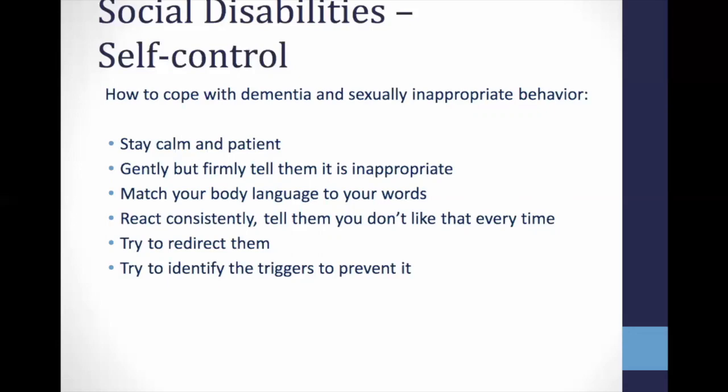Try and redirect them. Give them something else to do. We know the more you know about them, the easier it is to redirect, right? We keep on telling you, got to know the person. You got to know their likes, their dislikes, their histories. Once we figure that stuff out, we can redirect them away from this and focus on something more beneficial. And if you can, try to identify the triggers so we can prevent it from happening. The sooner you know what's causing it, we can try and make those changes so they don't do it again.